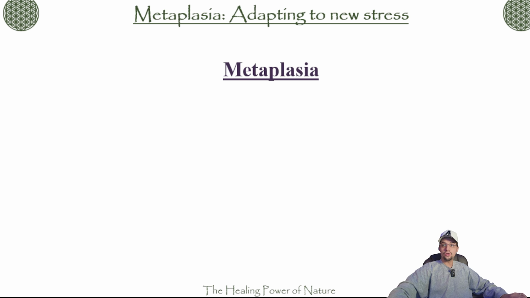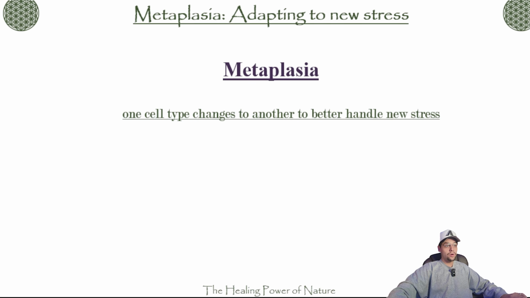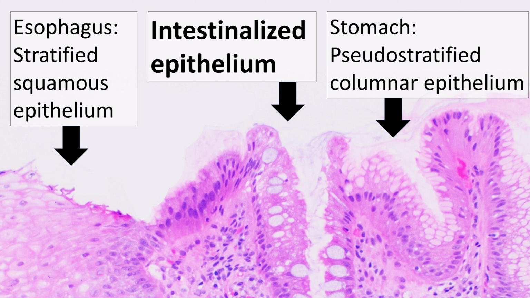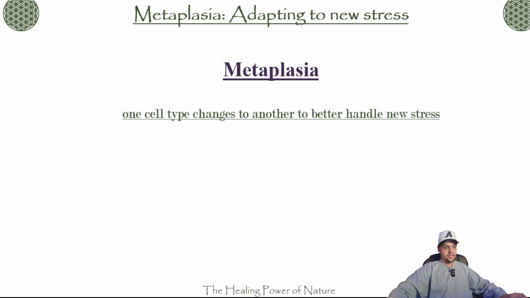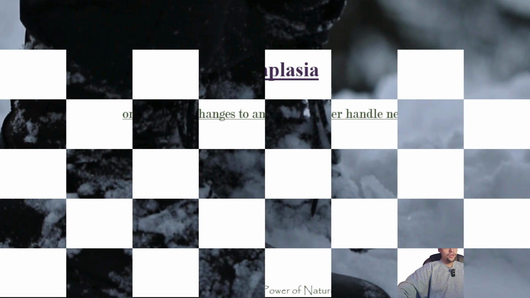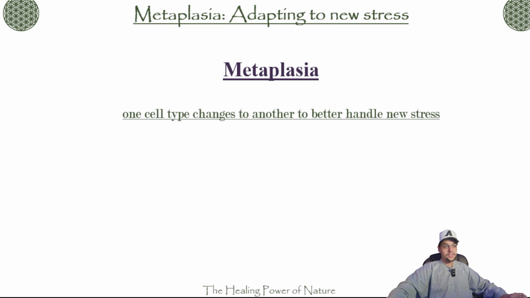Next, we're going to go ahead and dive into metaplasia. So we're going to change topics here a little bit. Metaplasia is adapting to new stress, okay? Metaplasia is when one cell type changes to another to better handle new stress. One way you can think about metaplasia is, when it's cold outside, you're going to switch your sandals to boots. You're not going to wear your flip flops anymore. You're going to want to change to something that's better adapted to rough terrain. So the new shoes could represent your new cells.